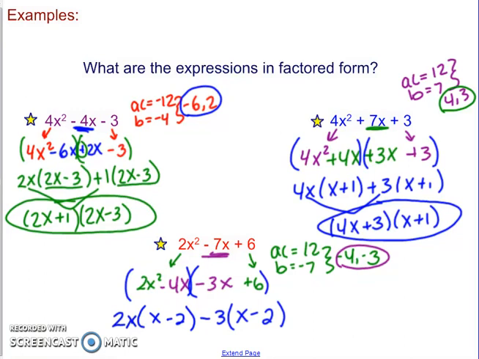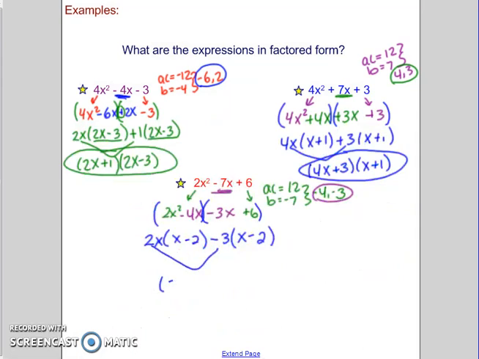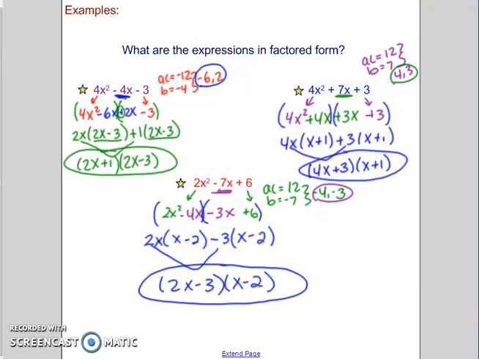So we're going to put the two outside terms together, 2x minus 3. And then the x minus 2's are the same. Put them together as one. And that is our final answer.